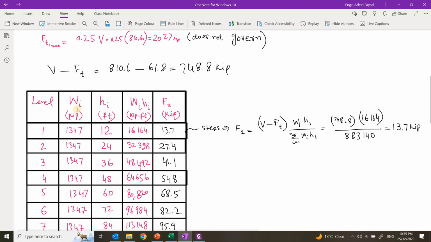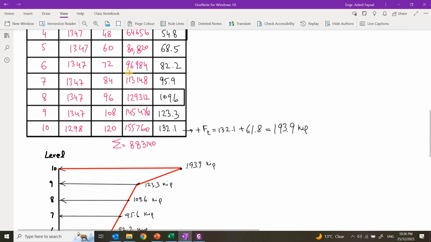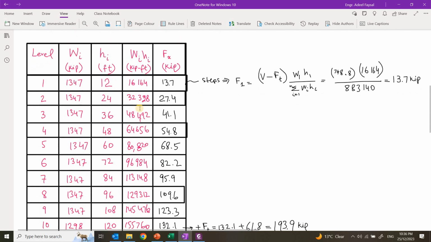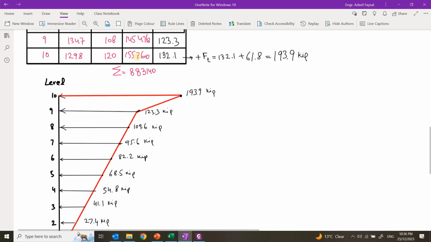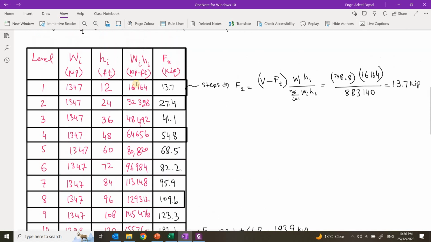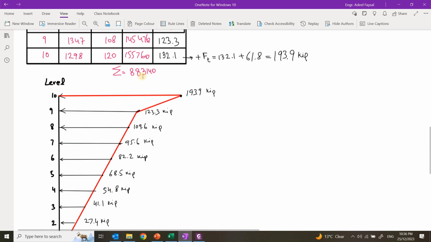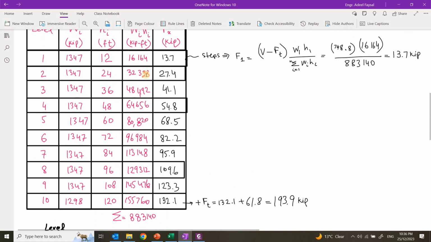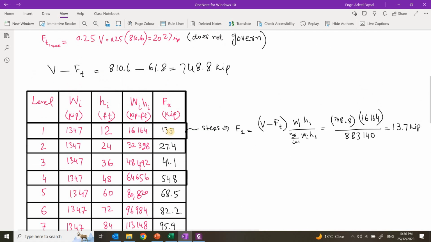And then you do this product, this column. So 1347 multiplied by 12, you get this. Similarly, 1347 multiplied by 24, you get this, and so on. And then for this column, WiHi, you just make the sum of all entries in this column. So that happens to be 883140. Now you're ready to start calculating this last column.